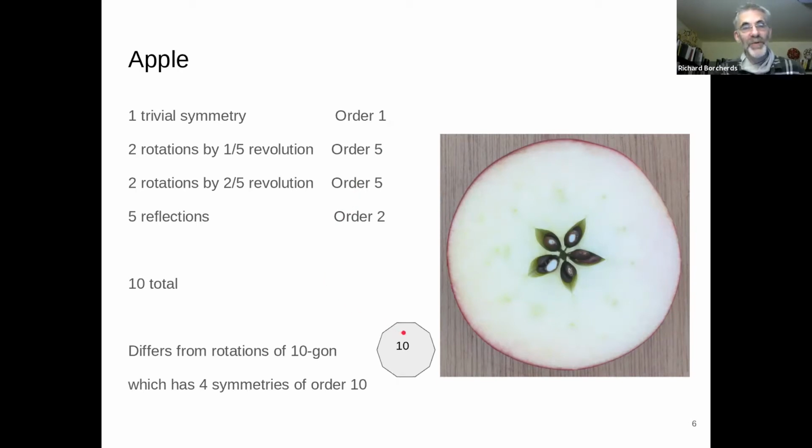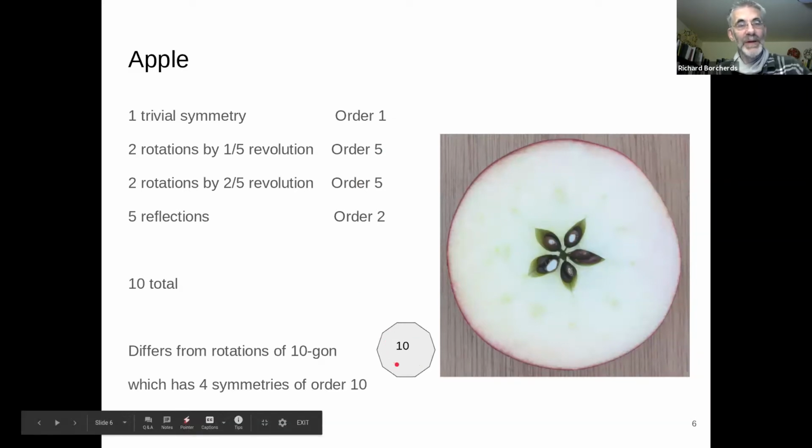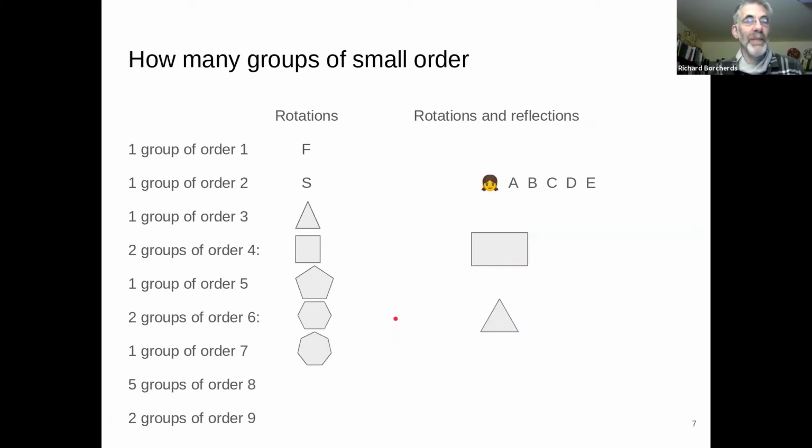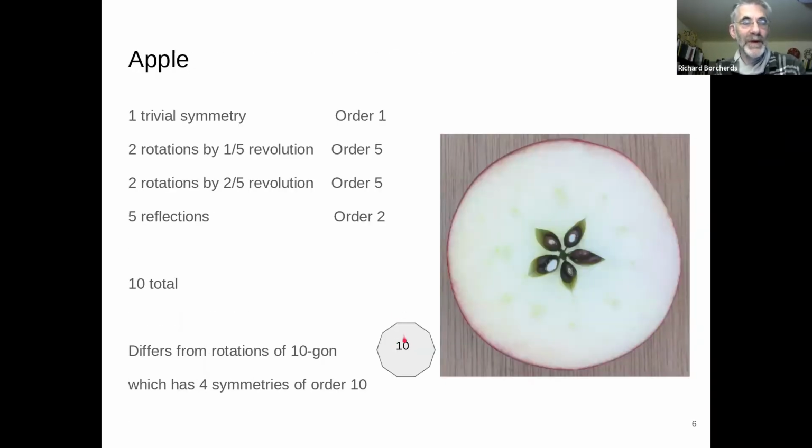There's another group of order 10, which is just the rotations of a 10-gon. And you can see these 2 groups are different, because this one here has 4 symmetries of order 10, whereas the symmetries of an apple has no symmetries of order 10. So there are at least 2 groups of order 10.